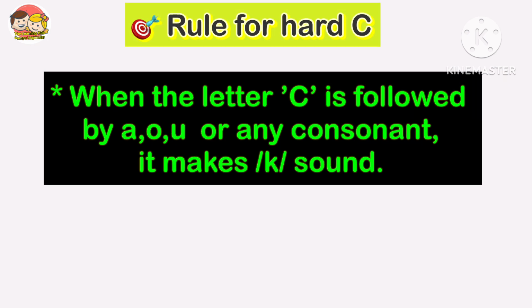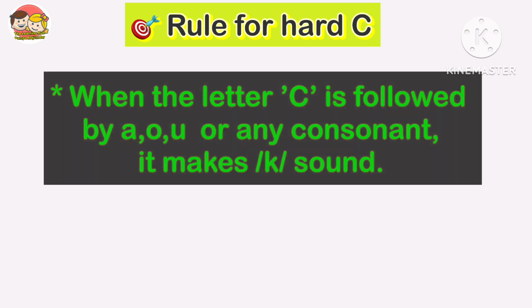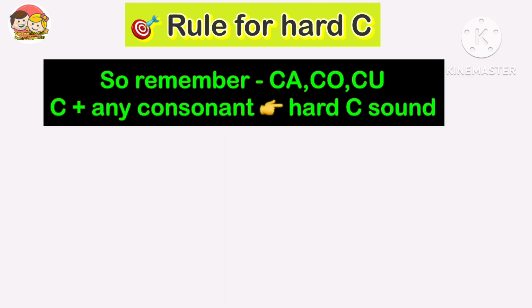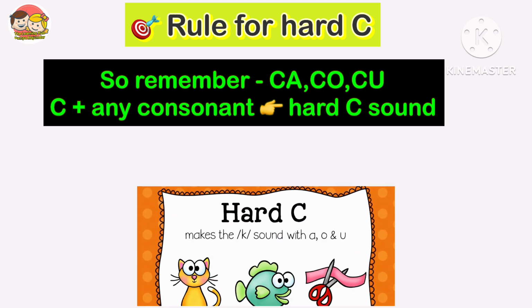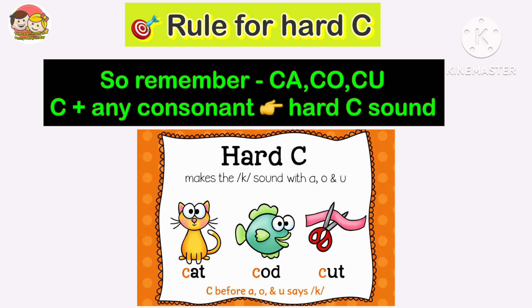Now rule for hard C. When the letter C is followed by A, O, U or any consonant, it makes k sound. I repeat, when the letter C is followed by A, O, U or any consonant, it makes k sound. So remember, C-A, C-O, C-U or C plus any consonant makes hard C sound. For example, cat, cod, cut.